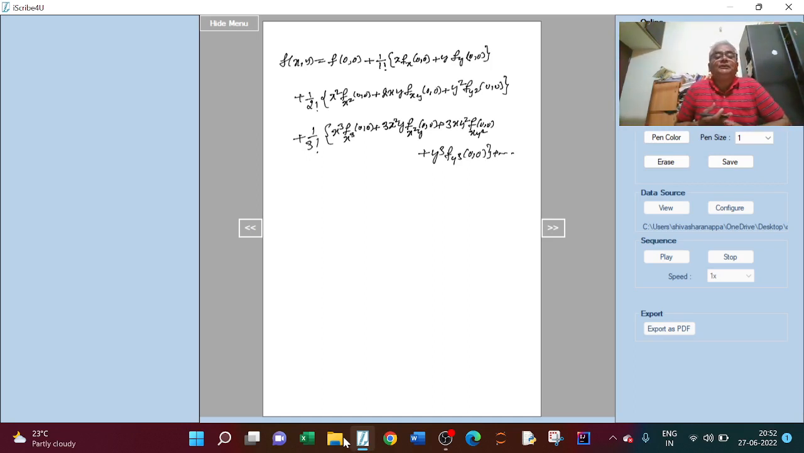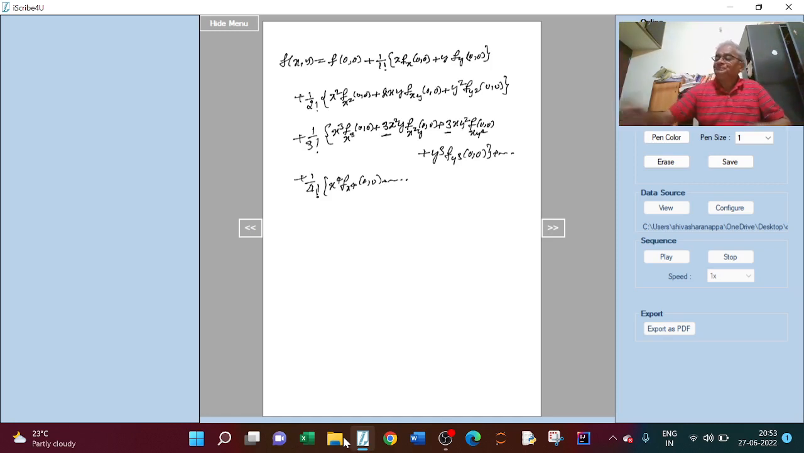So what we have to do is, first we have to find out the derivatives, that is fx, fy, fx square, fxy, fy square, fx cube, fx square y, fxy square, fy cube. And if we consider the fourth order derivative, then we have to go for plus again 1 by 4 factorial, x raised to 4 fx to the power of 4 (0,0) plus and so on here, and these coefficients are binomial coefficients here.